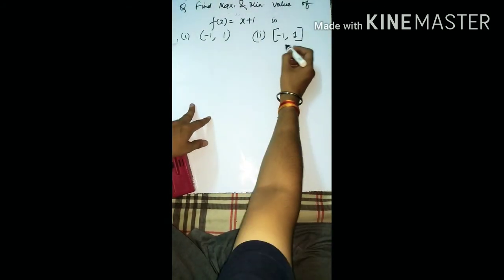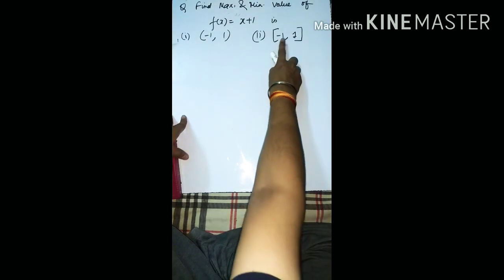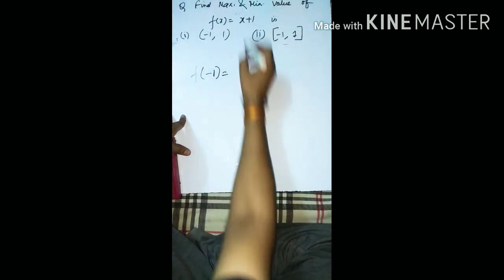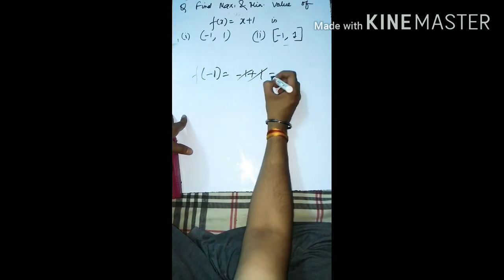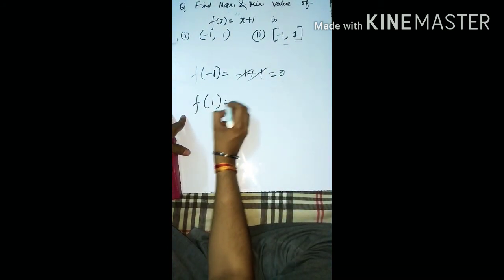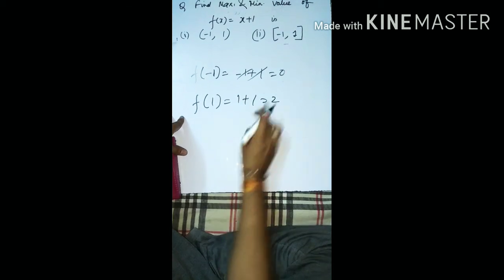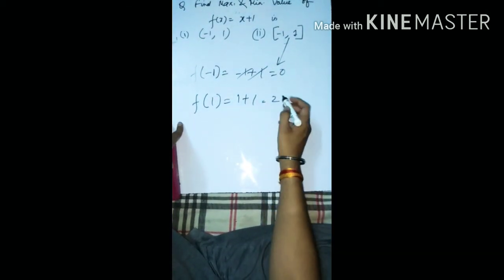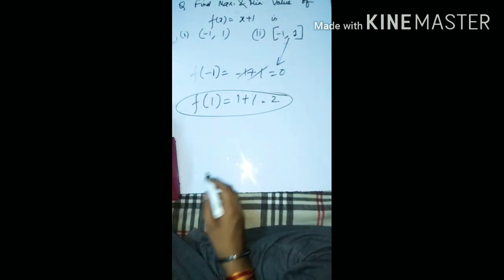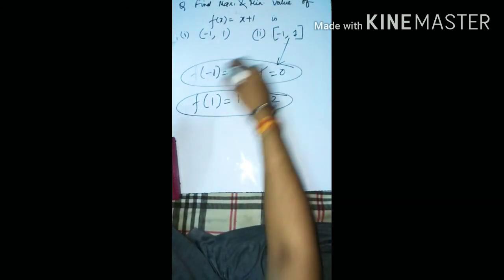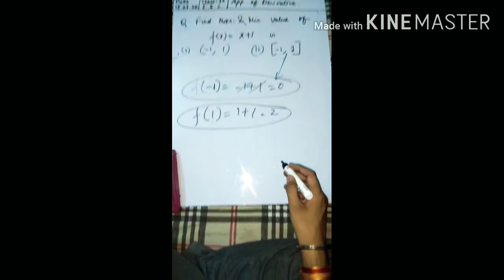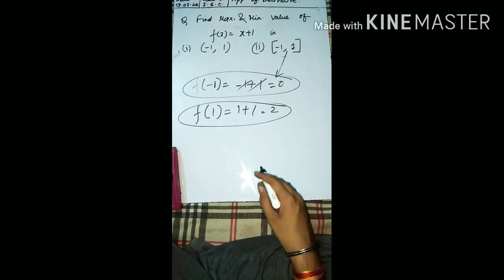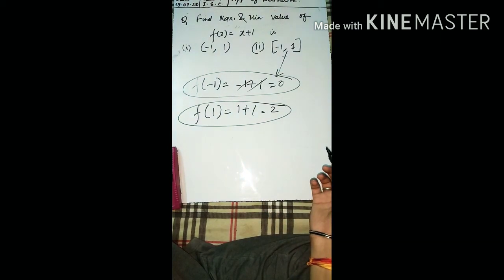Now if we talk about this function, you can include -1 and 1. So you try to find f(-1). -1 will give you 0, and what will 1 give you? It will give you 2. So in this case your absolute maximum value is 2, and in this case your absolute minimum value is what? 0.